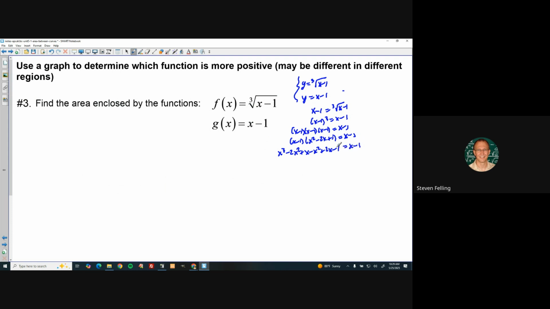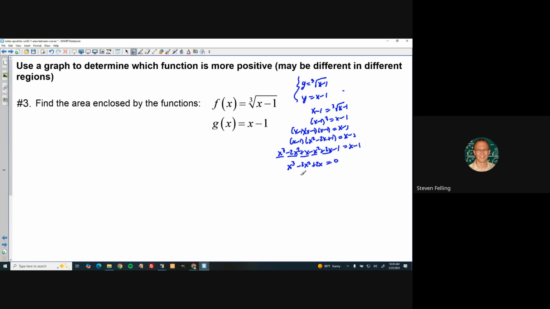And then I can gather all the terms together. So let's see, on this side we have an x cubed. We have a negative 2x squared minus another one that's negative 3x squared. We have an x and a 2x, that's 3x, but I'll subtract this x over, it's back to 2x. And I've got a negative 1 on both sides that would cancel out.